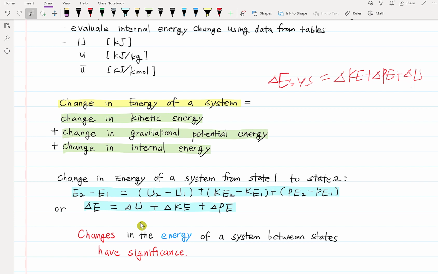So especially the internal energy, kinetic energy, potential energies are measured relative to the reference frame or reference point. So we are interested in the change between the states. So today we talked about the energy transfer in the form of work. Next class we will learn energy transfer by heat.